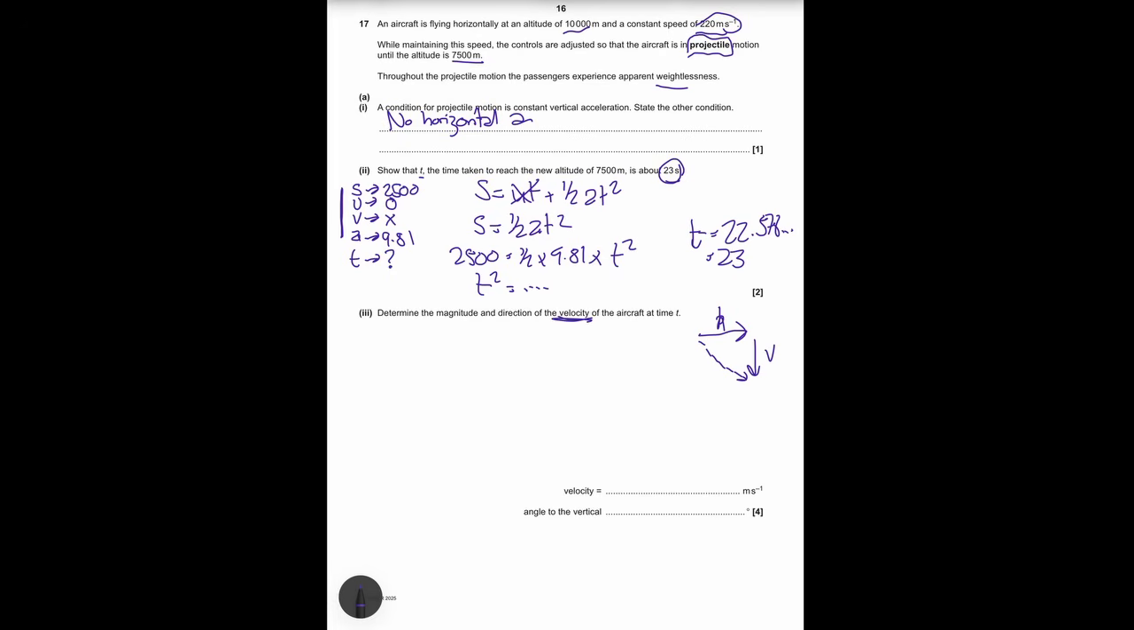So because it's talking about the velocity, what do I know about the horizontal velocity? So the horizontal velocity was constant. Well, it told me it was 220 at the start. Therefore, after however many seconds, who cares? It's still going to be 220.